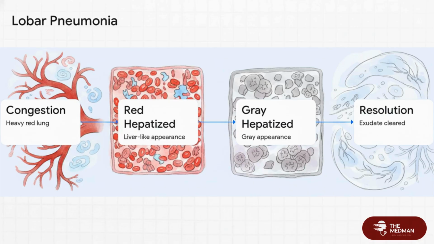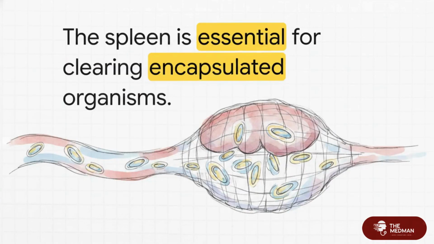By Stage 3, gray hepatization, those red blood cells start to break down and die, turning that firm tissue a grayish color. And finally, Stage 4 is resolution, where macrophages sweep in to clean up the mess, and the lung architecture hopefully goes back to normal. But we have to ask, who is most at risk for these severe infections? Well, it's typically the elderly, alcoholics, and critically asplenic patients, meaning people without a functioning spleen.